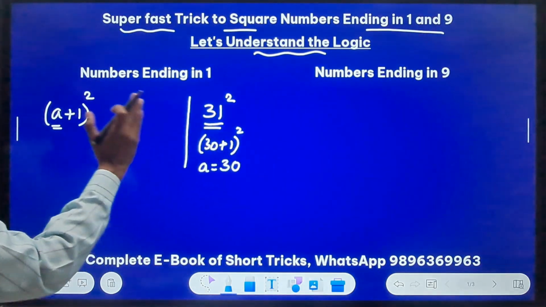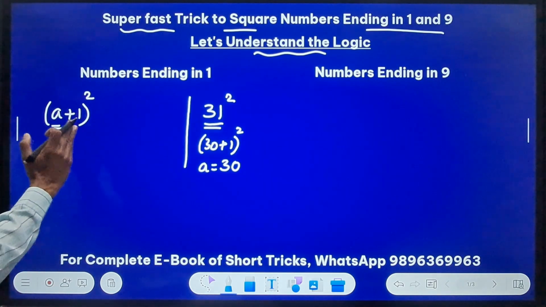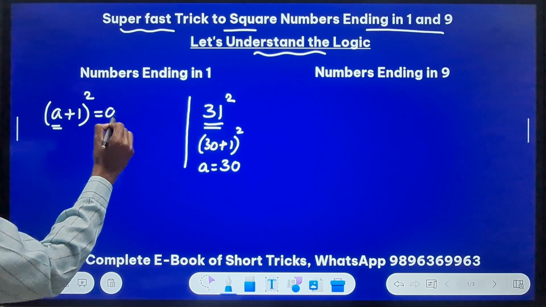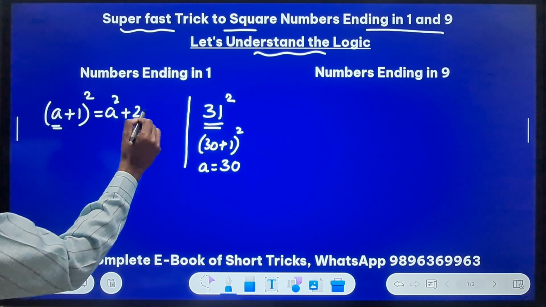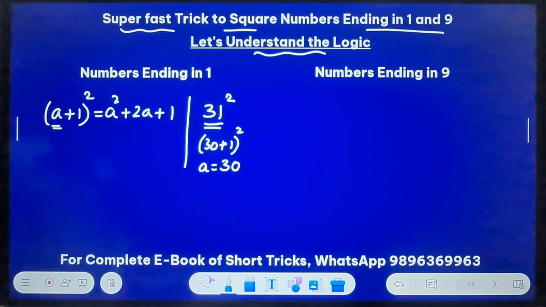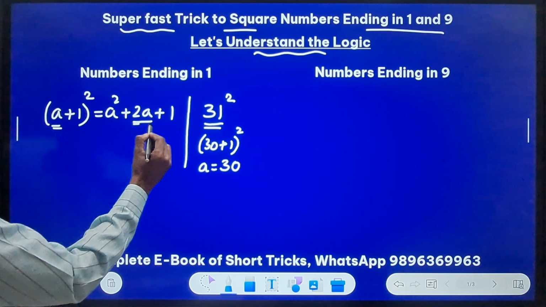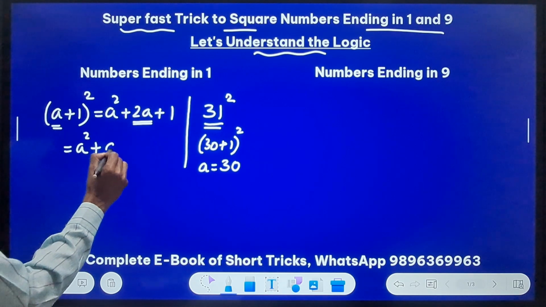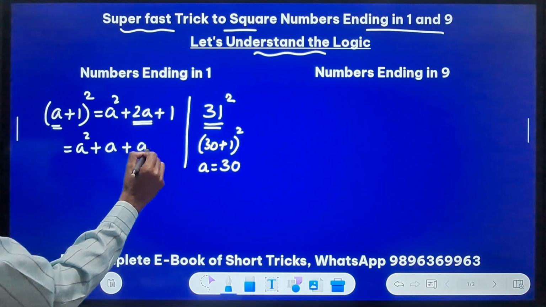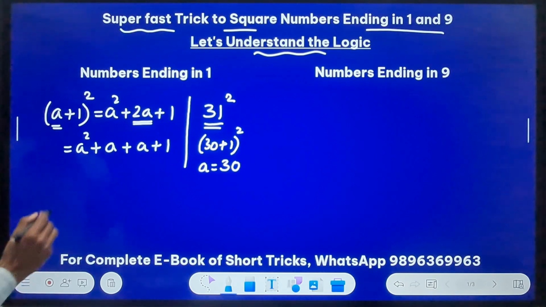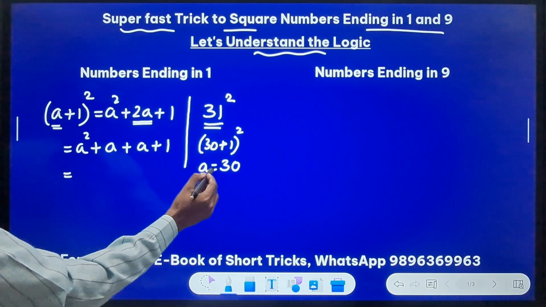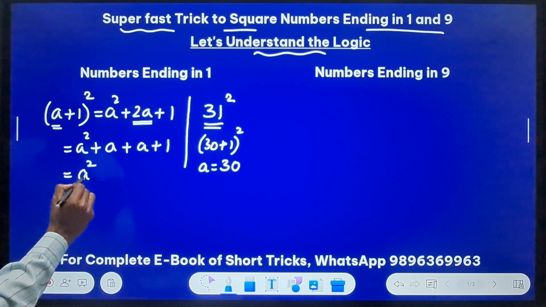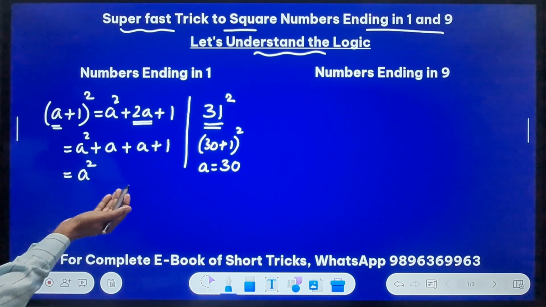So this is the application of the identity on the left hand side here. Now I know that (a plus 1) whole square, the identity is a square plus 2a plus 1. So I'll just split this 2a as a square plus a plus a plus 1. Now I know that the value of a is 30, so if I put a as 30 in this expression, I'll get my answer.